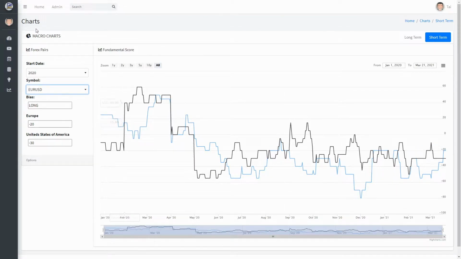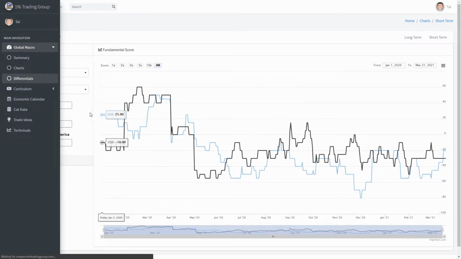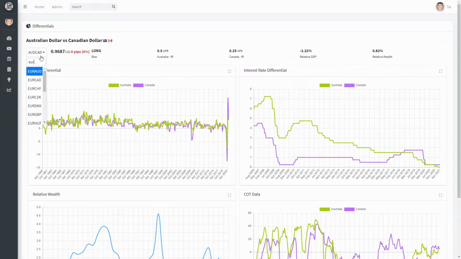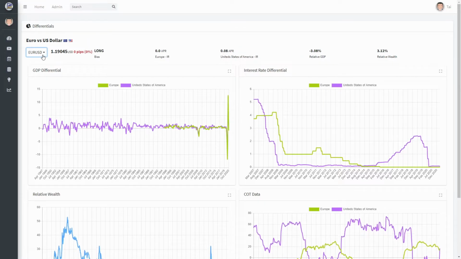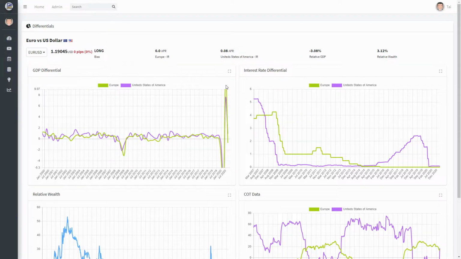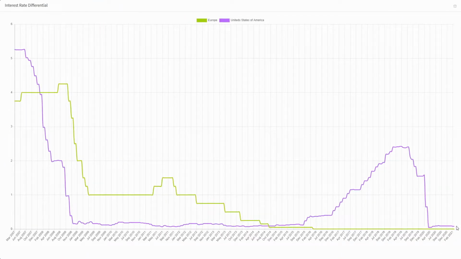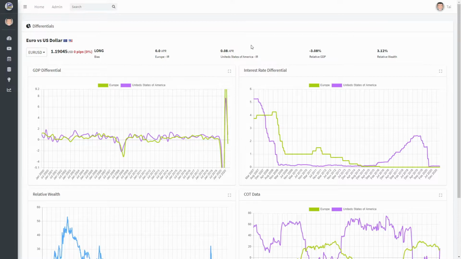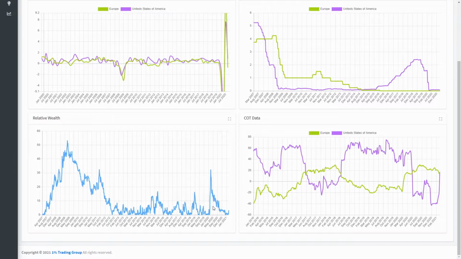but this is short term. So now we have to go down to differentials and see how much evidence we can gather, right? As we can see, they both have fallen. Europe has fallen more than the United States. So the relative GDP is minus 3.08%. We have the United States interest rates at 0.8. As we can see, we've got 0.8 for the United States dollar.